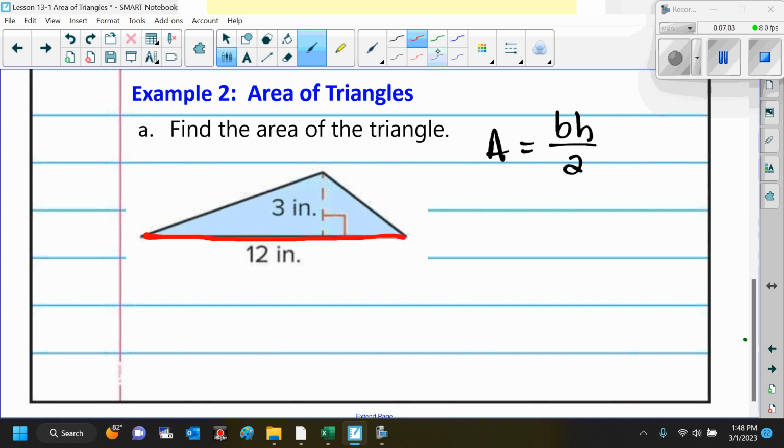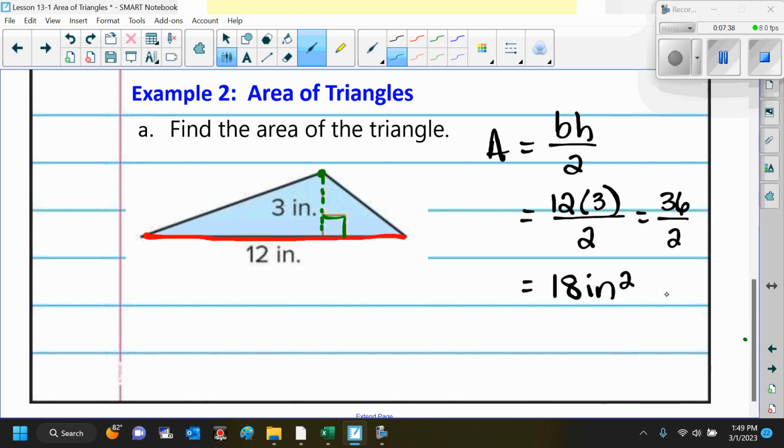And the height, again, goes from the vertex and drops down to the right angle. So 3 is the height, okay? So now we substitute. We have base, which is 12, times the height, which is 3, divided by 2. So 12 times 3 is 36, divided by 2, that gives us 18 inches squared, okay?